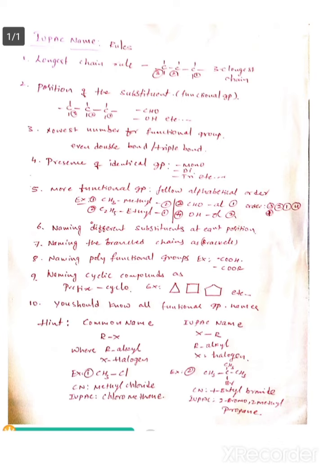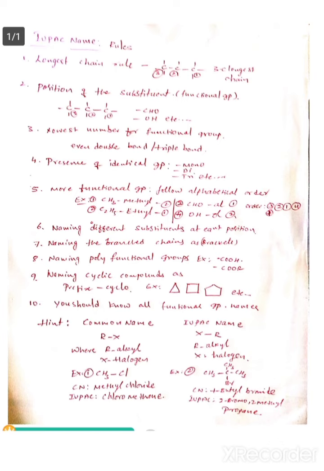Next, the fourth rule: presence of identical groups. For example, if the carbon compound contains many functional groups which are identical, meaning the same, such as OH appearing twice, you can name it with prefixes: mono if it is one, di if it is two, tri if it is three functional groups, and so on.